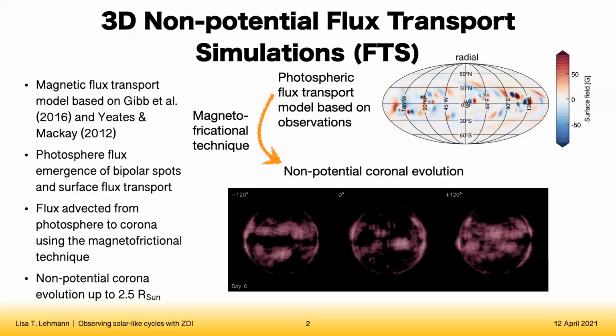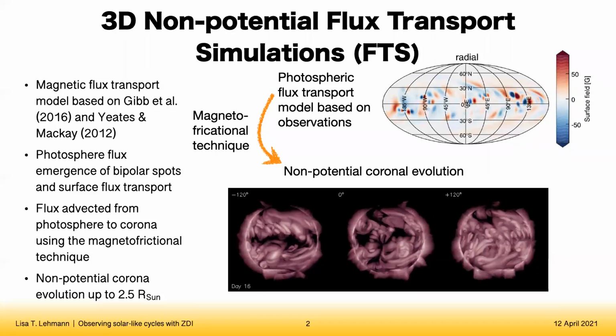worked with magnetic flux transport simulations based on the Sun from Duncan Mackay from the Maths Institute in St. Andrews, and his simulation connects a photospheric flux transport model with a non-potential corona evolution using the magnetofrictional technique. The results are 3D magnetic field maps reaching from the stellar surface up to the corona.